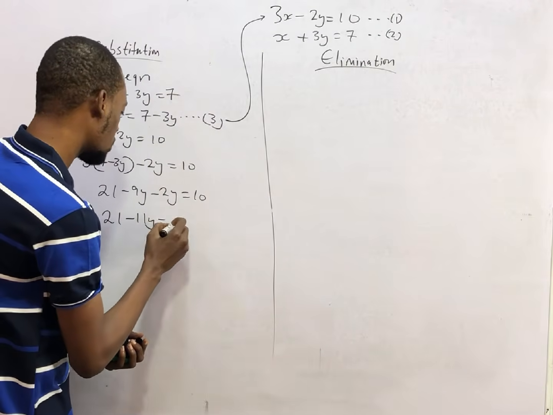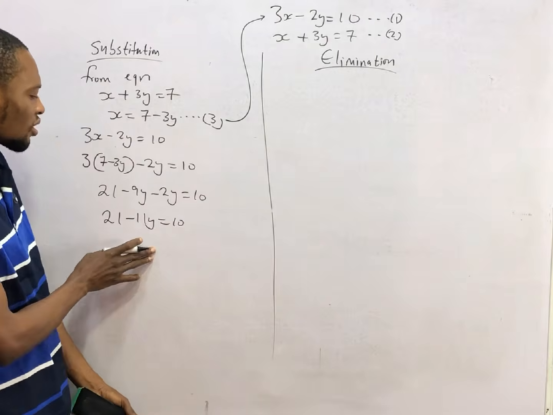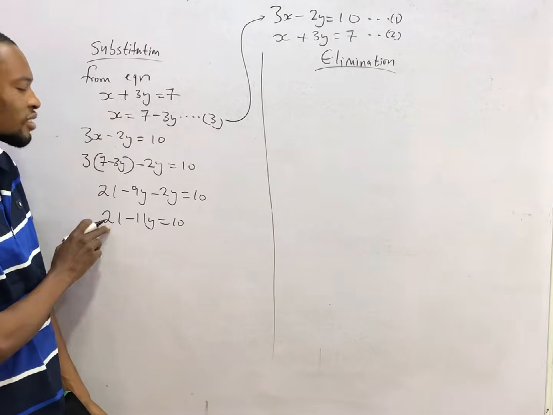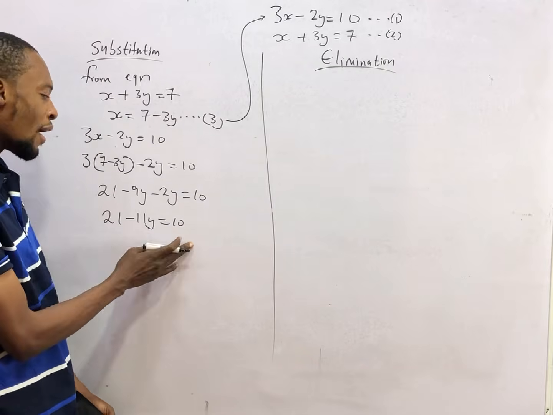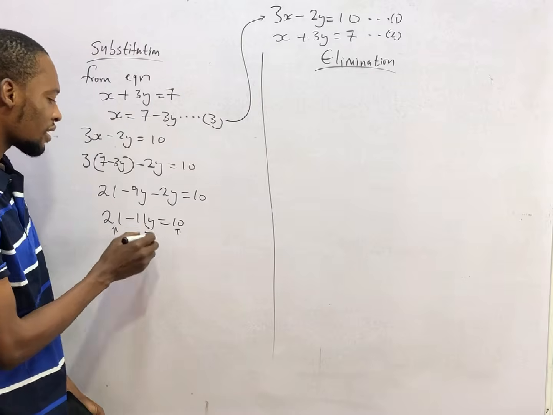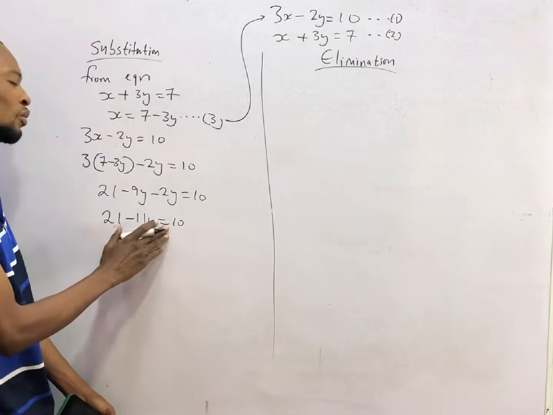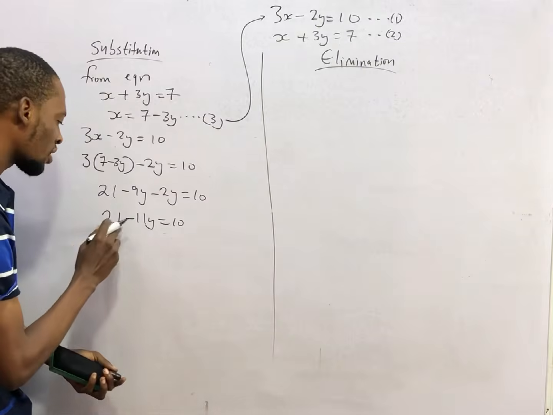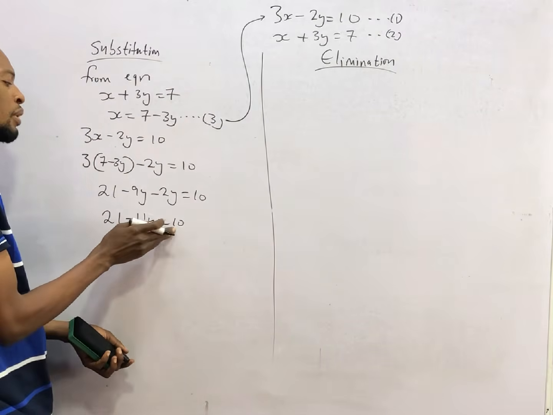This equals 10. The next thing we should do here is collect like terms. This is a single number 21, but this one has y. This is 10, no y. So this and this are alike, while this one is different. So let's bring the ones that are alike together and the different one to the other side. Then 21 is already here. Here is 10 plus 10.